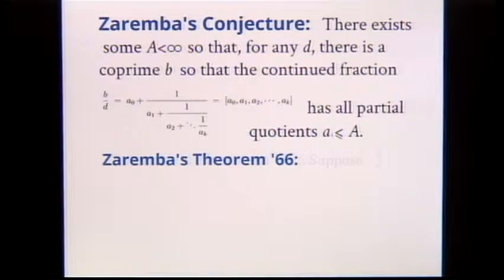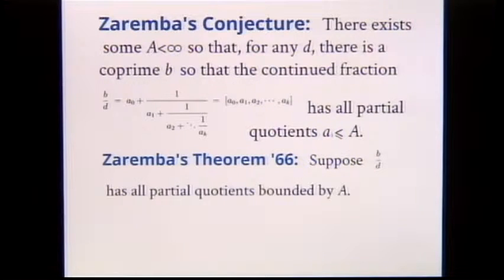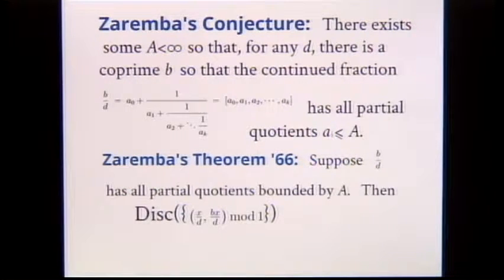Because he proved a theorem: suppose I have a fraction b over d, all of whose partial quotients are bounded by a, 100. Then, if I look at the pairs x over d, bx over d mod 1, and I take the discrepancy of that set of points, it's bounded by, I'm lying a little bit, but roughly 100 times log d over d. That's the same log d over d, which was best possible from the other inequality in Schmidt's theorem.